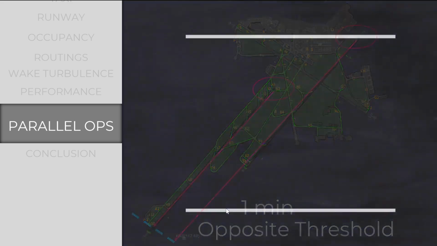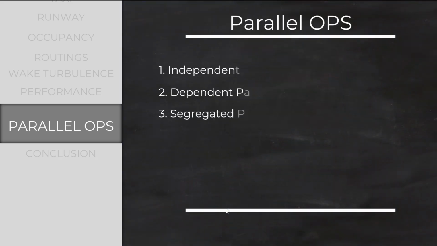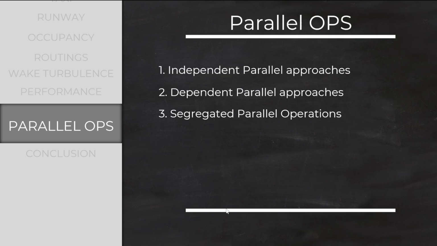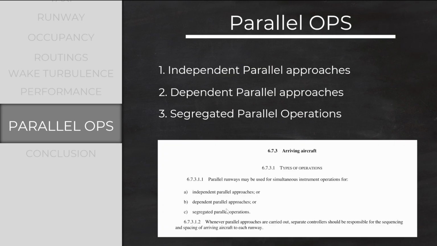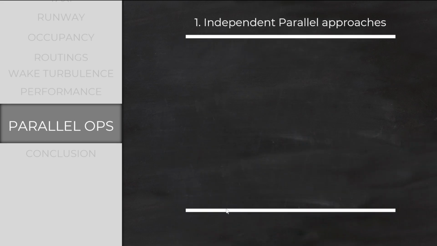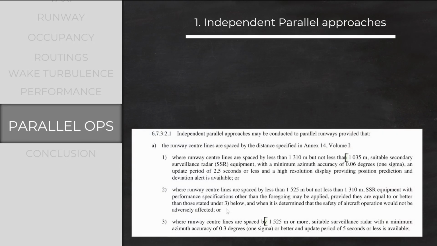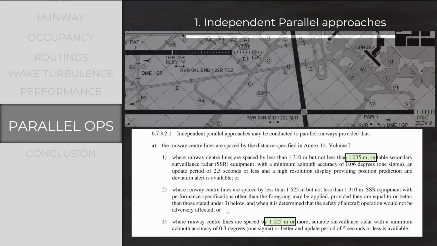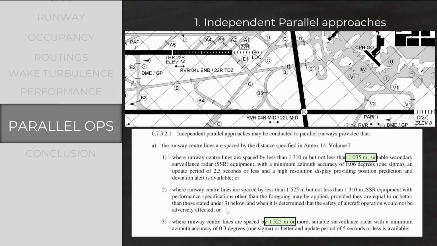When it comes to the other parts, you have actually 3 different types of parallel runway operation: independent, dependent, and segregated. It's specified in Doc 4444.673. Independent parallel approaches is something you can see in big airports such as Madrid, Los Angeles, Frankfurt, and Munich, where the runways are spaced far from each other. More specifically, spaced 1,525 meters, but never less than 1,035 meters. Copenhagen is no way close to that. In fact, in Copenhagen you only have 590 meters, so independent parallel approaches are not allowed.